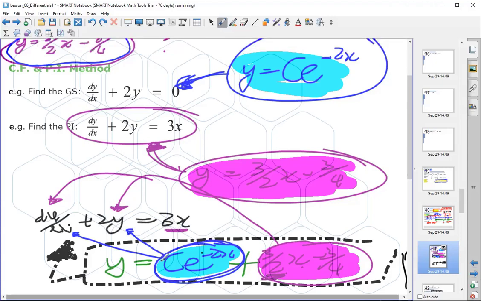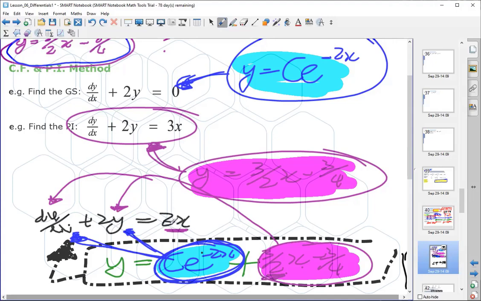Now we also need to put this in as well, into here and into here, as y. So y is Ce^(-2x). So 2 lots gives 2Ce^(-2x), and then also differentiate this, which gives minus 2Ce^(-2x). So you've got minus 2Ce^(-2x) plus 2Ce^(-2x). It cancels out, so it gives you 0.